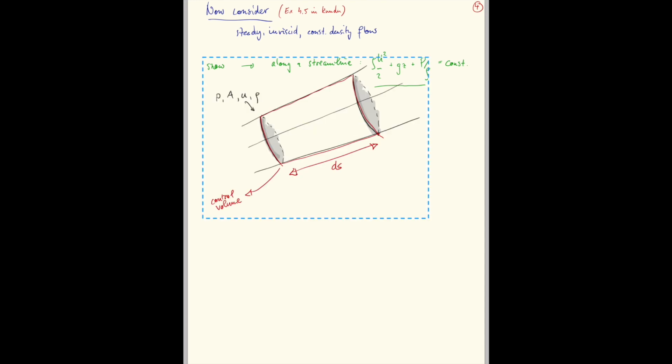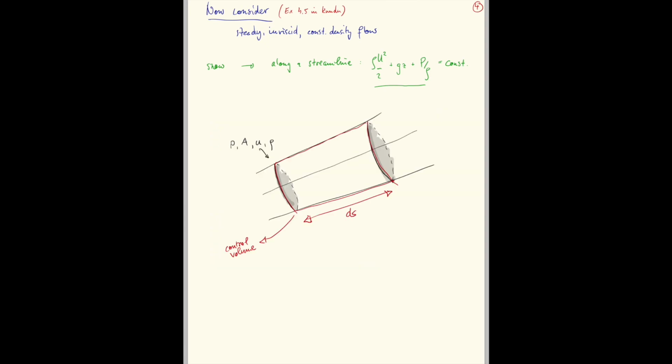I've inserted a schematic of a stream tube element here. So we'll use a small stream tube control volume of length ds. Now we'll say that this is at an angle theta to the horizontal, so dz is ds sine theta, which is relevant because gravity is going to point down.